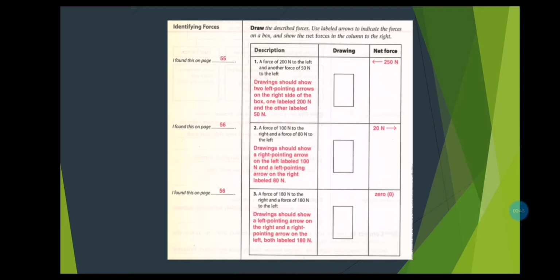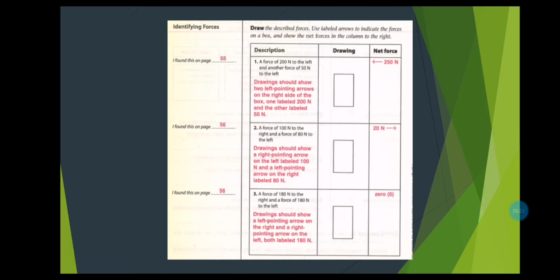The drawings should show two left-pointing arrows on the right side of the box, one labeled 200 newtons and the other labeled 50 newtons. The second one, a force of 100 newtons to the right and a force of 50 newtons to the left. These two have different senses, so I have to subtract them, and the sense of the biggest one is going to be the sense of the net force. So in this case, it's 100 minus 80, you'll get 20 newtons to the right.